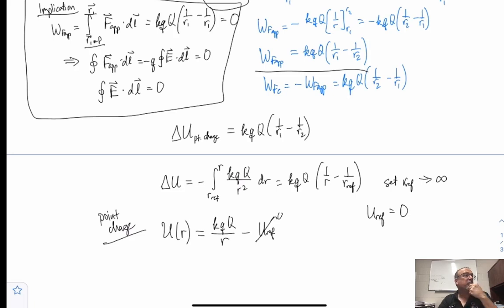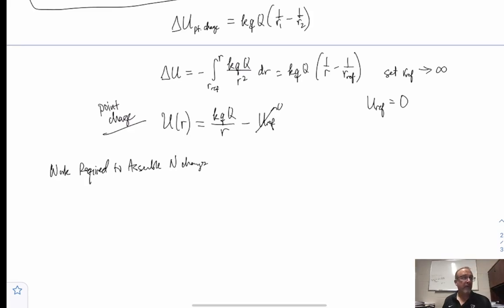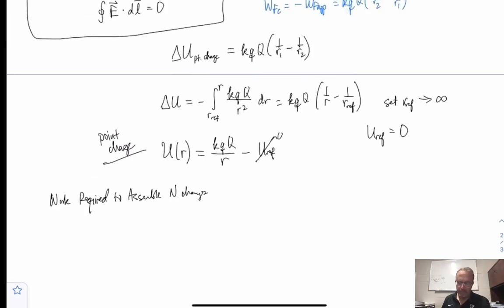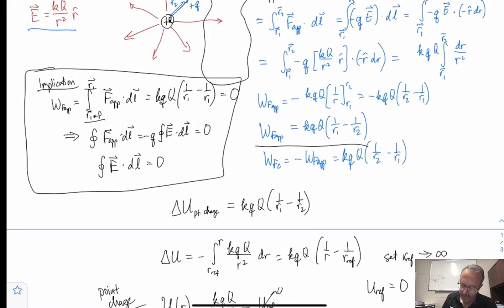One more result that I want to point out at the end of section 7.1, they calculate the work required to assemble an arbitrary number of charges. Work required to assemble n charges. And so up here, if we're doing point charges, this is the work required to assemble 2 point charges, KQQ times 1 over R1 minus 1 over R2.